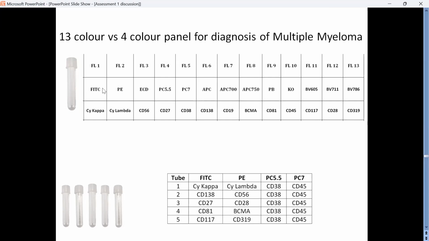So 100 microliter is enough to finish the entire experiment. But since in a 4-color instrument I can only use 4 markers, now I'm making 5 tubes here. So I need to drop 100 microliter in all the tubes. So now if I have a 4-color instrument, I need to use 500 microliter of bone marrow sample. Here 100 microliter is enough for me.